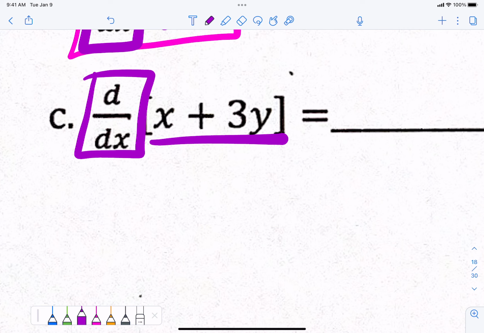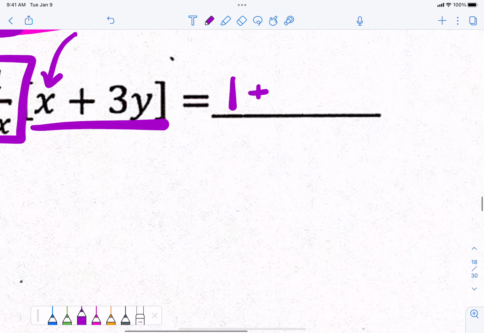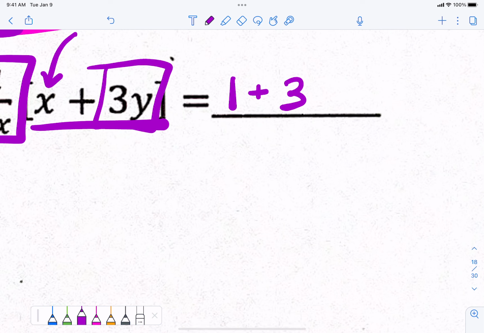So I'm going to look at each piece individually. What is the derivative of x? 1, okay? Now, the derivative of 3y, here's where you're going to get stuck. You have to remember how this works. The derivative of 3y is 3, but with respect to x means y is not my primary variable, right? So what's the derivative of y?